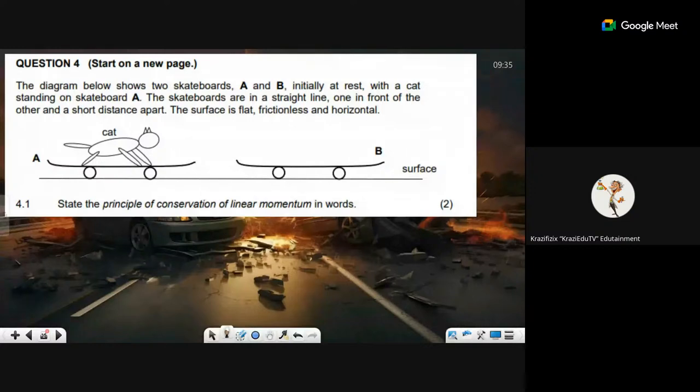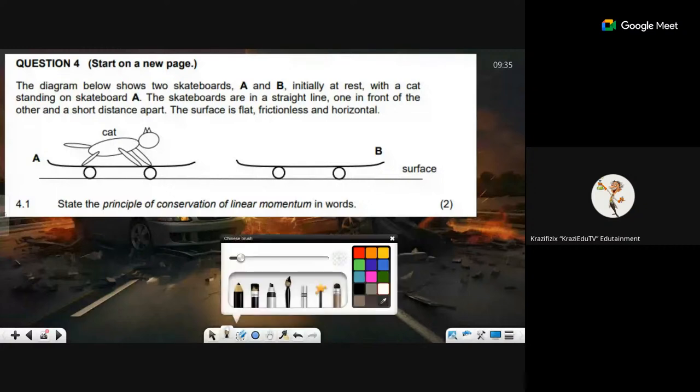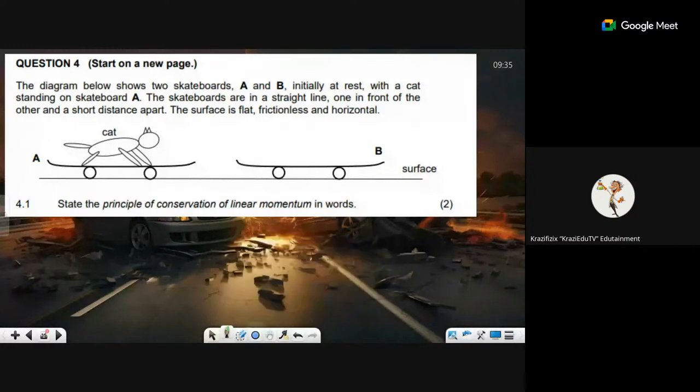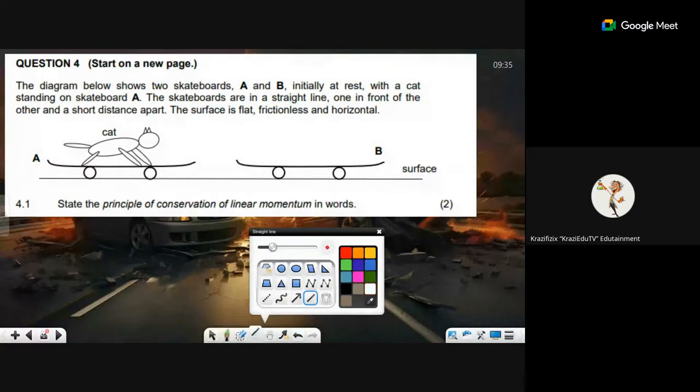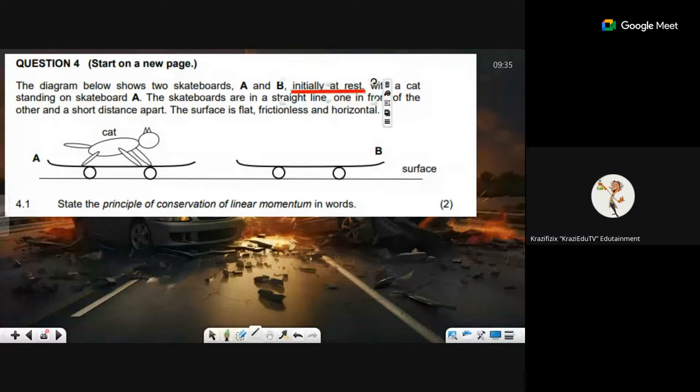The skateboards are in a straight line. Guys, I want you to see that everything we've spoken about is now reiterated in this question. It says the diagram shows two skateboards initially at rest, right? The skateboards are in a straight line, linear momentum, one in front of the other and a short distance apart. The surface is flat, frictionless. What are we talking about?